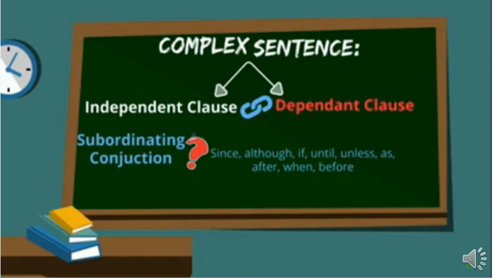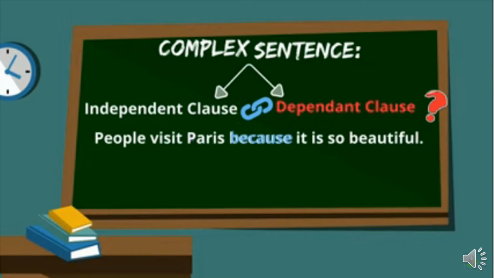Now, what is a subordinating conjunction? A subordinating conjunction is like since, although, if, until, unless, as, after, when, and before. Let's look at this sentence example. People visit Paris because it's so beautiful.